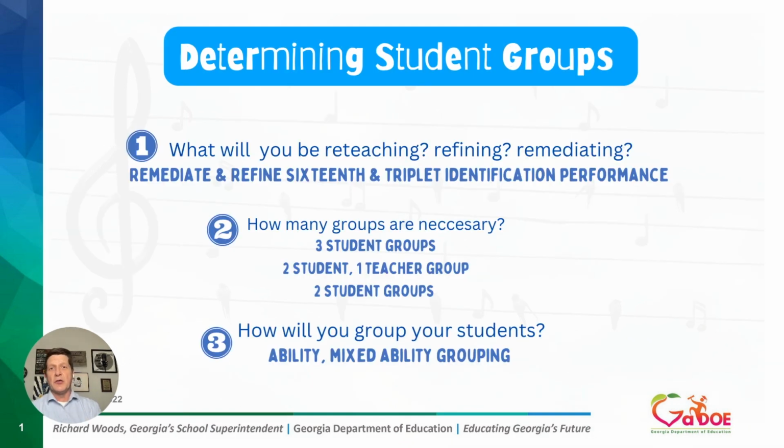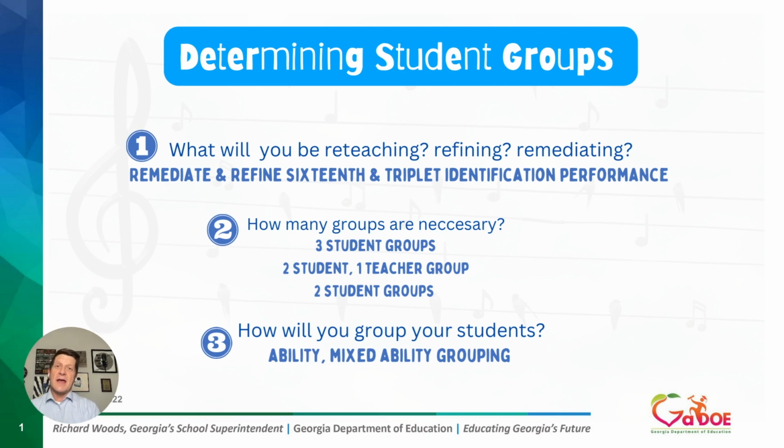So now that we have a group of collected data, we'll talk about how to use that data, whether it's the item analysis or the rubric. Let's talk about what to do when we finally have some data. In this case, I'm going to refer back to the data that we saw in our second session, which was on identifying 16th notes, triplets, and meter.